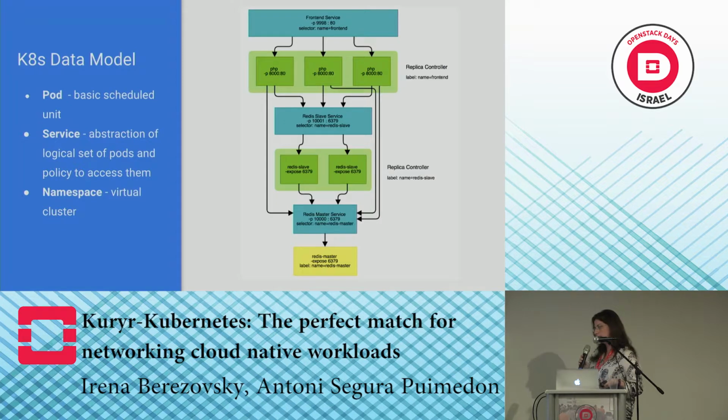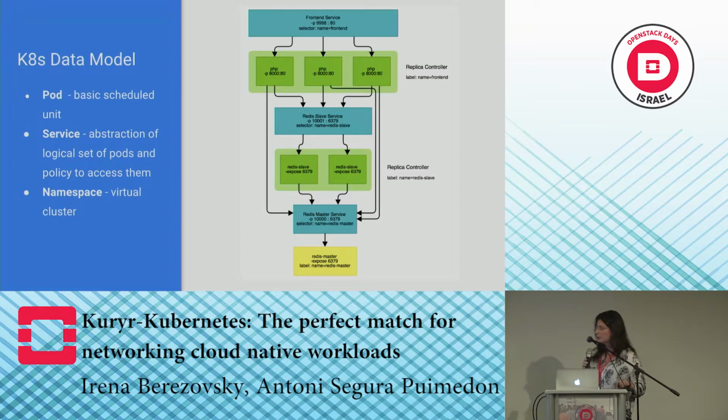The service is a stable name and stable IP address. This is an abstraction of a group of pods and some policy for how to access them. And the namespace is a virtual cluster which allows different teams and different environments and different projects to share the same physical cluster.